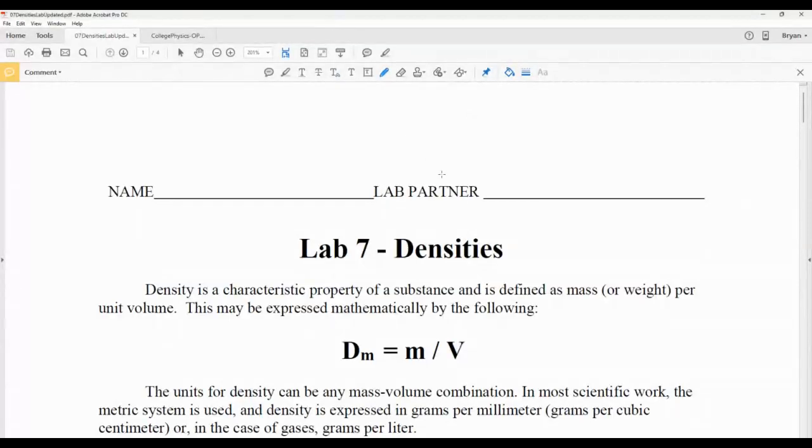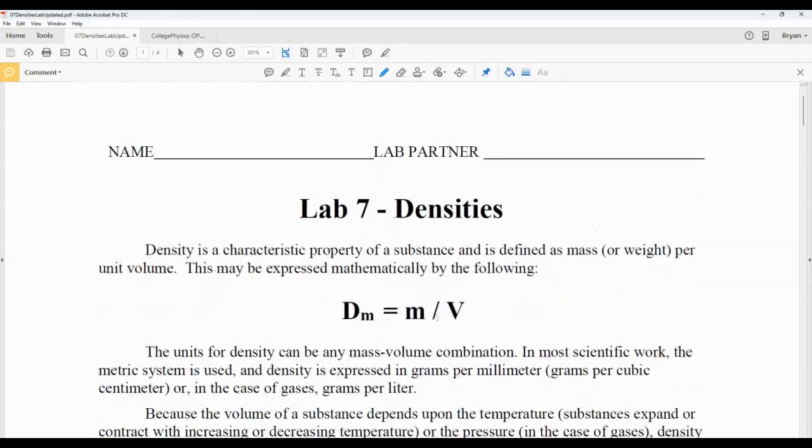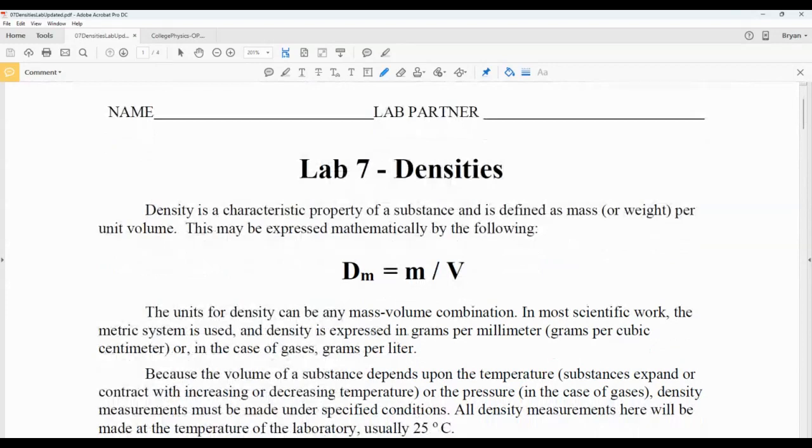All right, let's go ahead and talk through some of the information needed to complete Lab 7. With this one, we're looking at densities. The main formula that we see for density is that it's mass divided by volume. Technically, density can be any mass and volume combination. It can even be weight compared to volume in some cases. So we can use several different combinations of units and they're all technically acceptable.